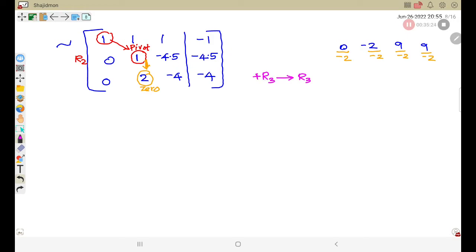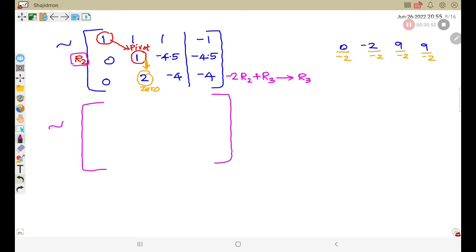Here R3 means here also R3. The opposite of this number, 2, is minus 2, correct? Multiply by the pivot number's row, which is the second row, correct? The pivot number is on the second row. So minus 2 multiply R2 plus R3 gives the new R3. Hope you understood. So, the equivalent matrix.